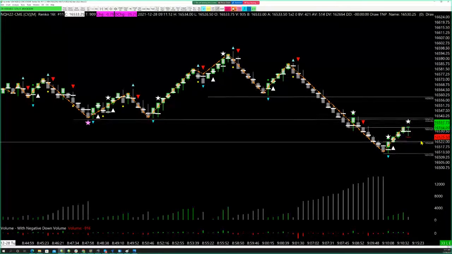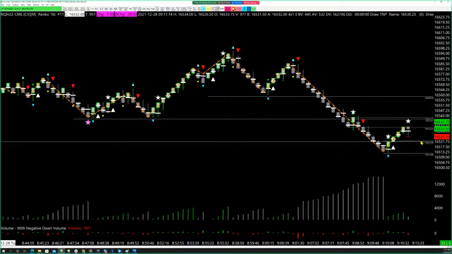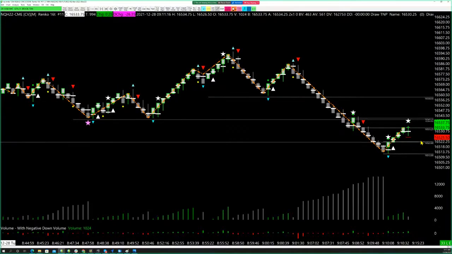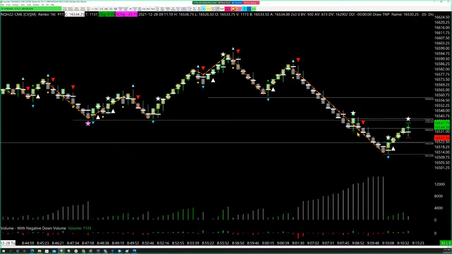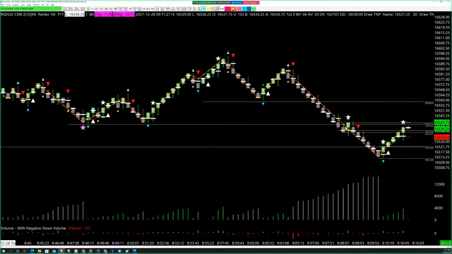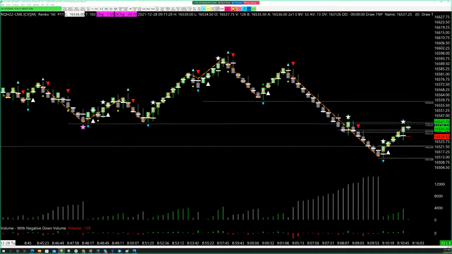That's how you merge the two methods together now, right? That's how you merge the two methods together. And I'm pretty sure if we get a POC above 16,535 that we'll start pushing higher. Trade closed out, market right here.